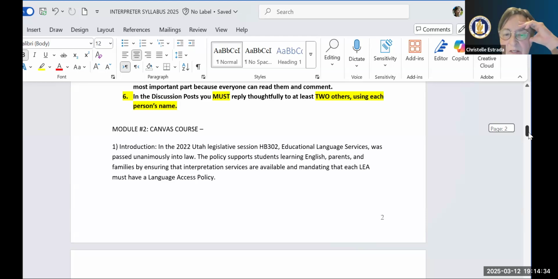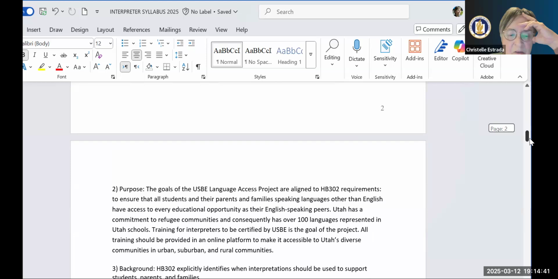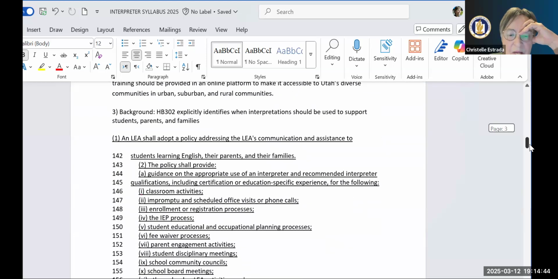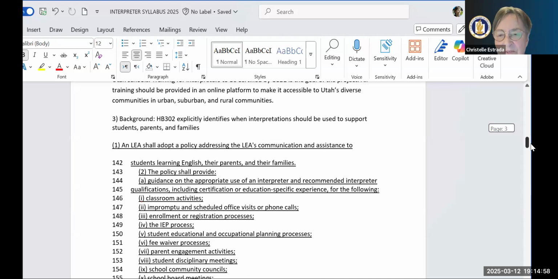And so the language access policy from HB 302 is very specific in relationship to engaging families. And I'm not going to go over the details because it's in the syllabus and it's part of the first module about how important it is for communication for parents in whatever meetings they have. So IEP meetings, counselor meetings, discipline meetings, teacher meetings, family meetings.